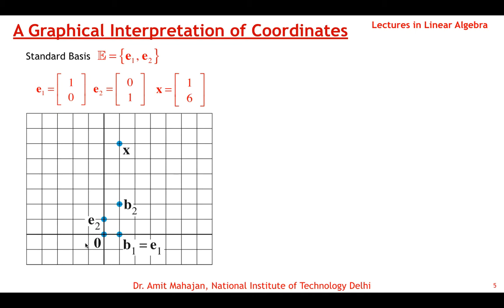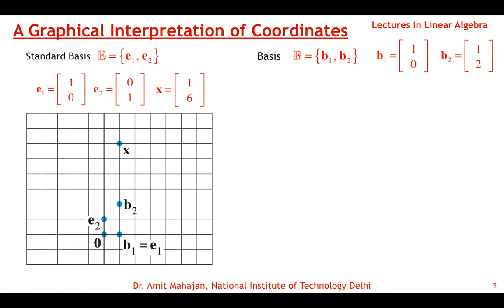So this is your R2 space or plane, okay, and if X is (1, 6), that simply means that it is one distance in the direction of the X axis, or one distance in the direction of E1, and then 6 distance in the direction of E2, so 6 distance upward. So we have to move one distance along E1 and 6 distance along E2 to reach this point X. So that's how the standard graph works, okay.